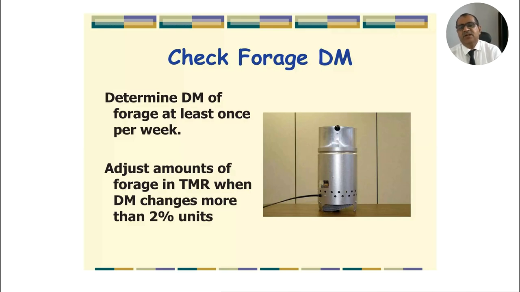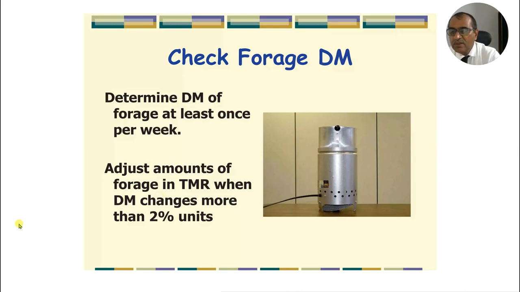Then determine the dry matter of the forage at least once per week. Then adjust the amount of the forage in the total milk ration when the dry matter changes by more than 2% units. So every week the dry matter content of the forage should be calculated and the rations adjusted in such a way that the dry matter changes should not be more than 2% units.